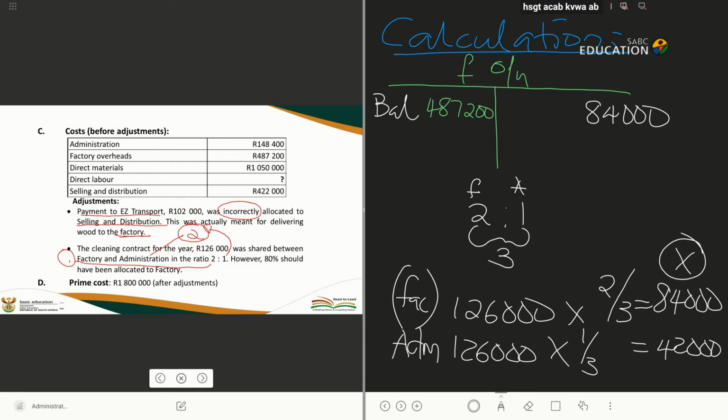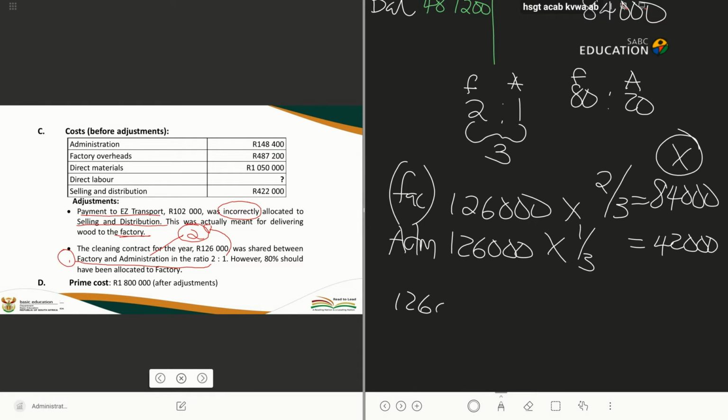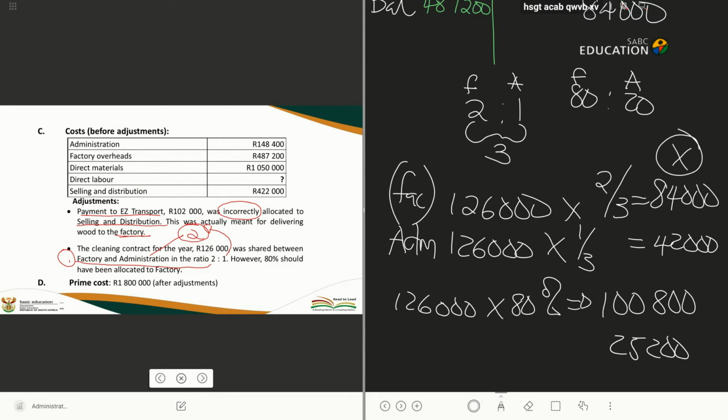They say, however, 80% should have been allocated to factory. If they say 80% must go to factory, it means 20% must go to admin. So let's check. You will say 126,000 times 80%. It's how much? 126,000 times 80% is now 100,800. Again, minus 126,000, 25,200. Meaning now, these are the correct ones.